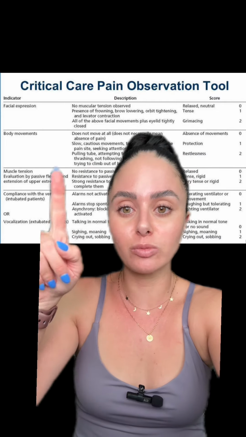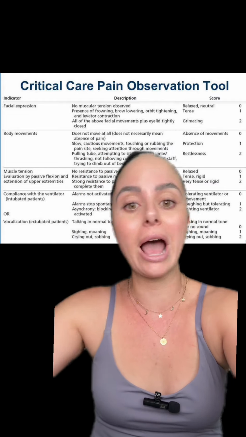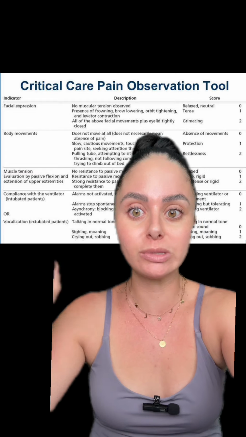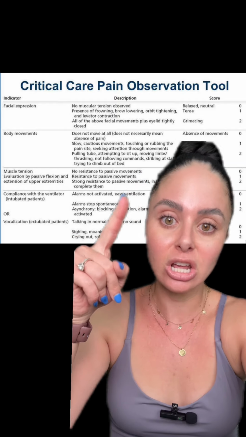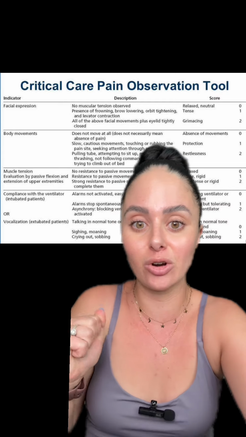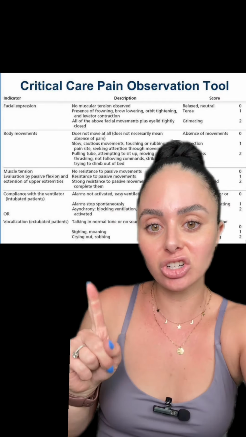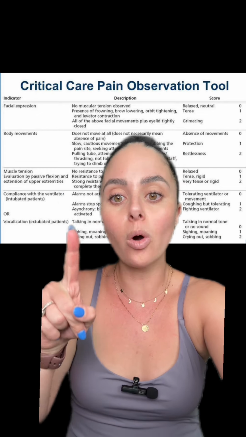We also will rate body movements from no body moving to thrashing and trying to pull out their tubes. We will rate muscle tension all the way from being super relaxed to just super resistant, super tight, very rigid. Last section is a little weird because you can evaluate patients that are vented or non-vented.